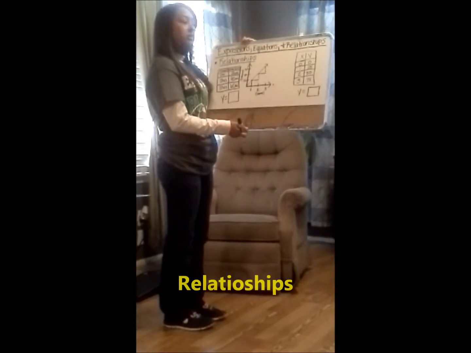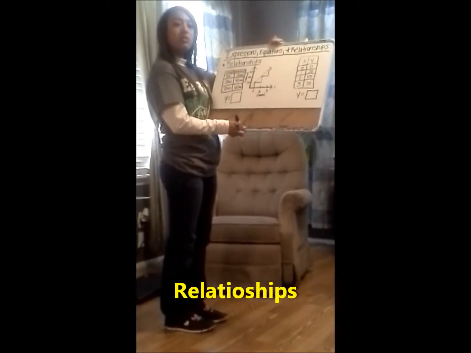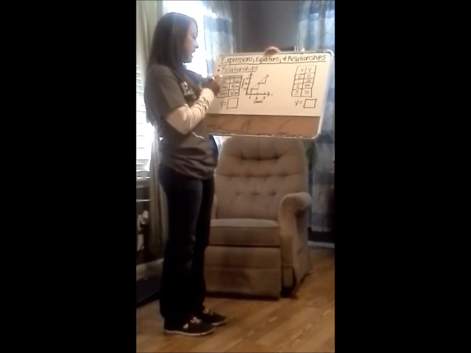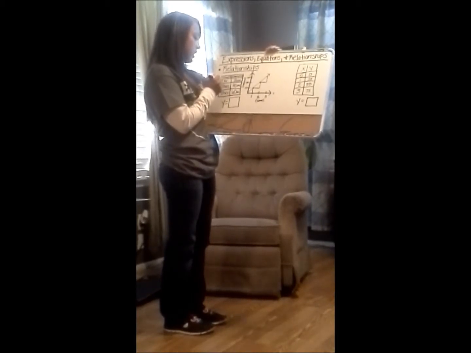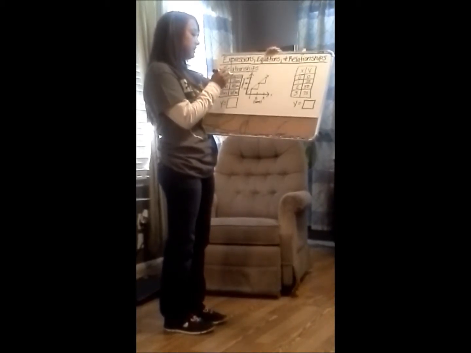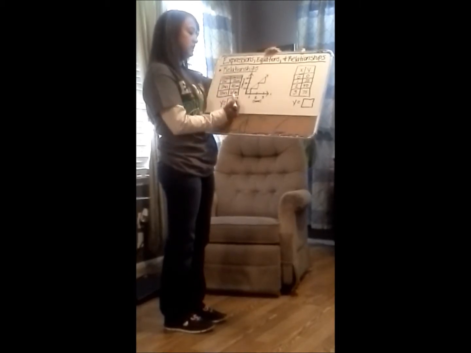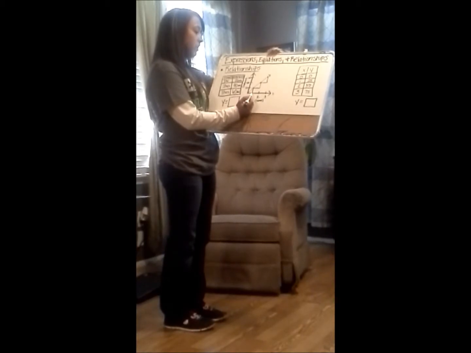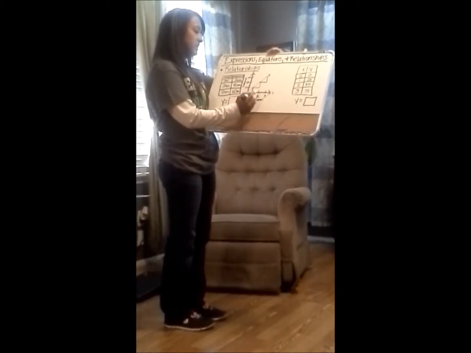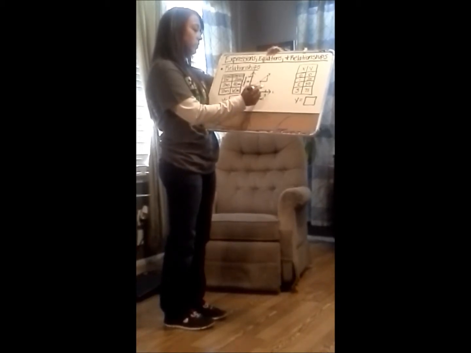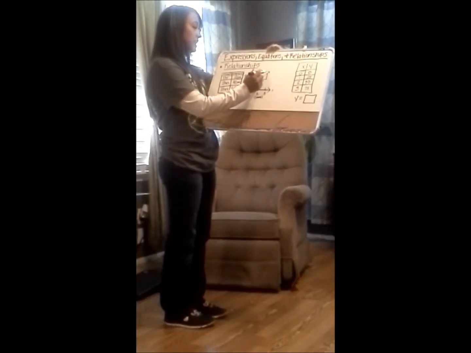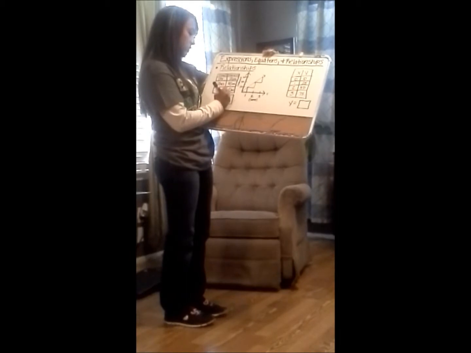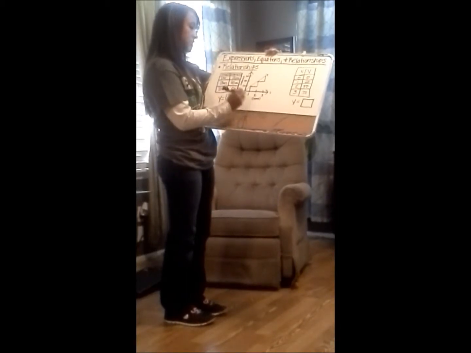Hello class, today we're learning about expressions, equations, and relationships. Relationships. We see on this table that it has a time of 1 hour, 2 hours, and 3 hours, and a distance of 20 miles, 40 miles, and 60 miles. On this graph, we can see that when x is at 1, y is at 20, when x is at 2, y is at 40, when x is at 3, y is at 60. So we can conclude that y equals 20x.